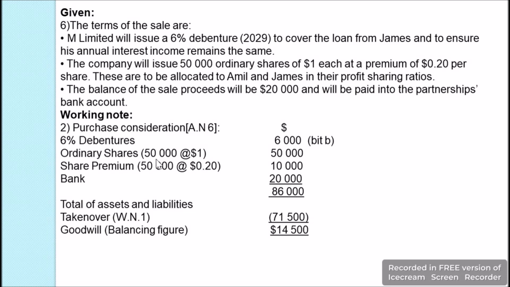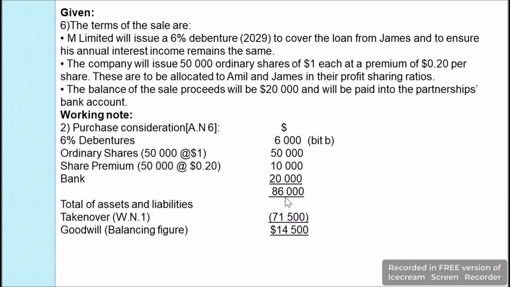So let's do the working for this. The purchase consideration, which we get from the additional working notes given, was the 6% debentures, and we have calculated the amount in part B, which should be $6,000. Then the ordinary shares, where the share price is $1 each, so 50,000 times $1 will be $50,000. Then the share premium is 20 cents, so $50,000 times 20 cents will be $10,000, and they are going to pay some amount in the bank, which is $20,000.